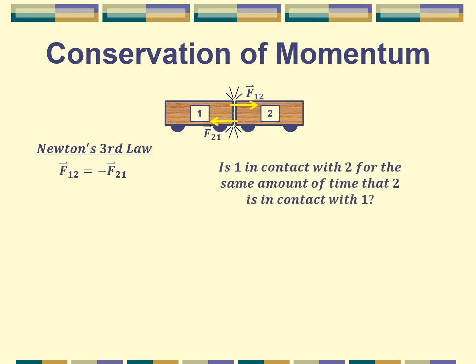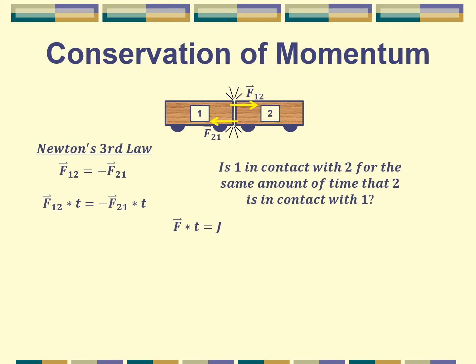Now, because the two are going to be in contact with each other for the same amount of time, car 1 is going to be in contact with car 2 for the same amount of time that car 2 is going to be in contact with car 1. It wouldn't make sense that car 1 is touching car 2 for a longer period of time than 2 is touching 1, so that's the same amount of time for both of them. So we're going to multiply both sides by time. Now what you notice is you've got force times time over here and force times time over here. That's going to be impulse.